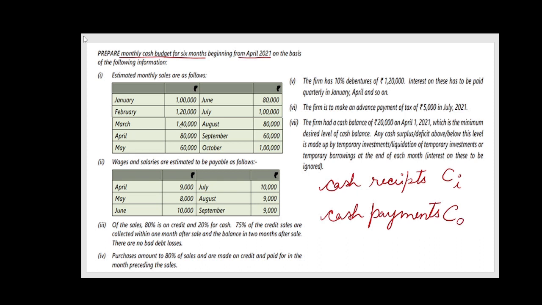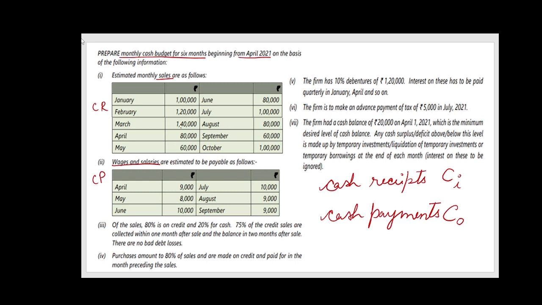So the main thing that we need to do is first categorize the information, in the sense we need to see whether there is cash receipts or cash payments. Now the first one is talking in terms of sales. When the business sells commodities, definitely it gets money. So it's cash receipts, cash comes in. Now the second information that is given is wages and salaries. The business has to pay wages and salaries. As such it turns out to be a cash payment. So sales will be cash receipts. Wages the business will have to make the payment. As such it is cash payment.